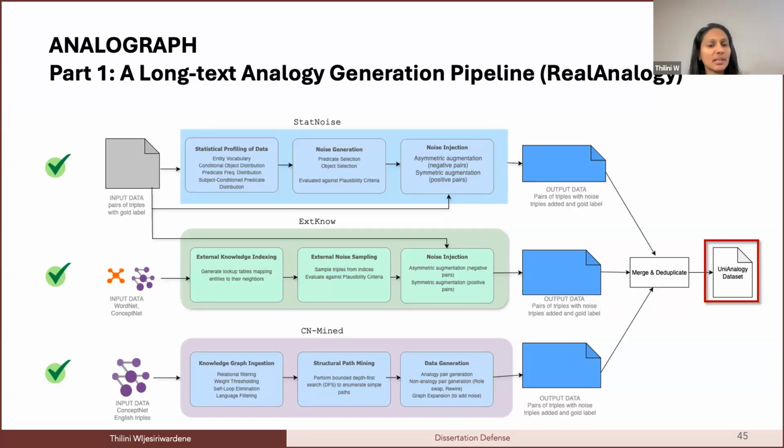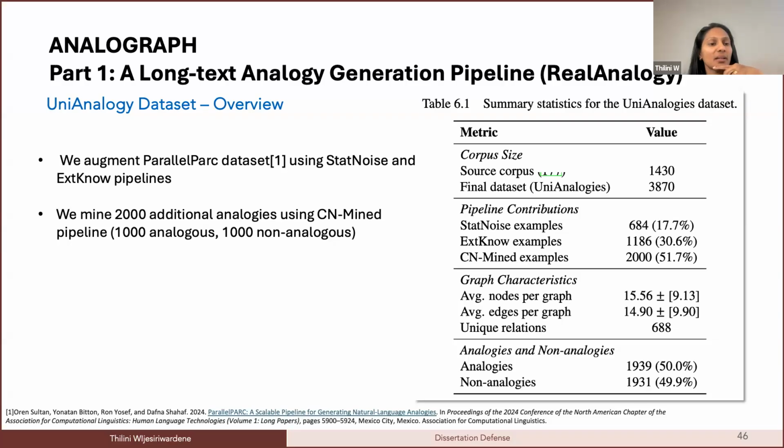So once we have these analogies, we merge and we deduplicate, and you can create a final data set. So here we name it analogy. For this particular case, this data set looks like this. We have 3,870 analogies, and from the source we initially had very clean, close to 1,500 analogies, and then we mined from the knowledge graph that we had, ConceptNet, 1,000 analogies and 1,000 non-analogies. So these are the statistics.